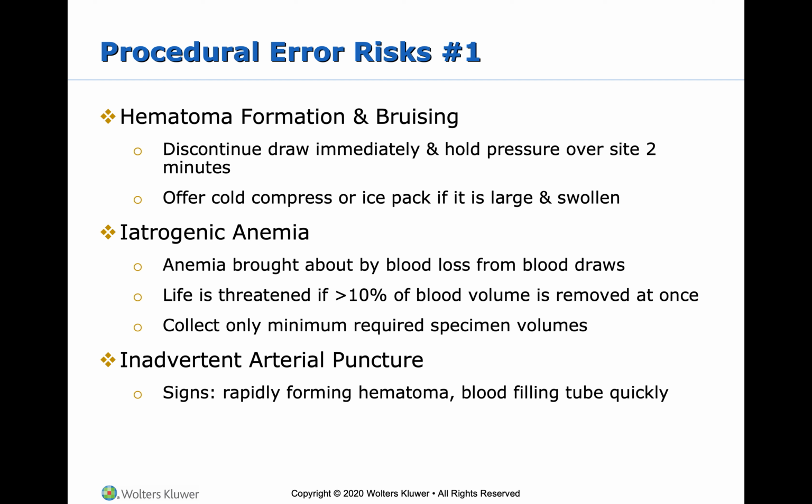Okay, so iatrogenic anemia is an anemia brought on by blood draws. So if we're drawing so much blood that they become anemic, that's what iatrogenic anemia is. This is especially important in cases of young children or infants. So life is threatened if more than 10% of blood volume is removed at once. Well, obviously, an infant or a young child has a much smaller blood volume than an adult.